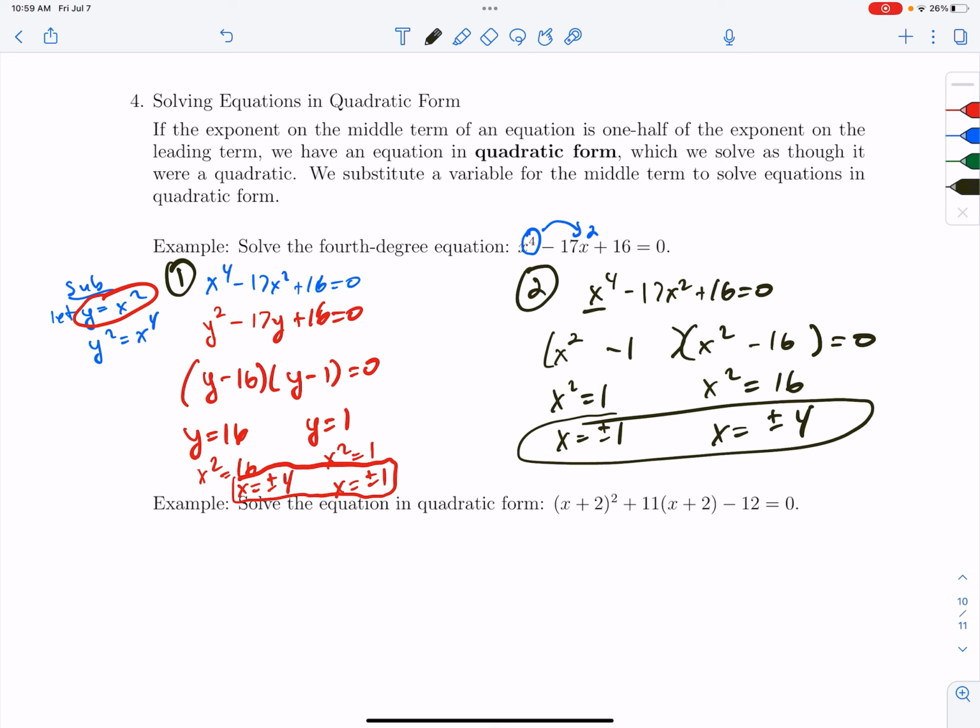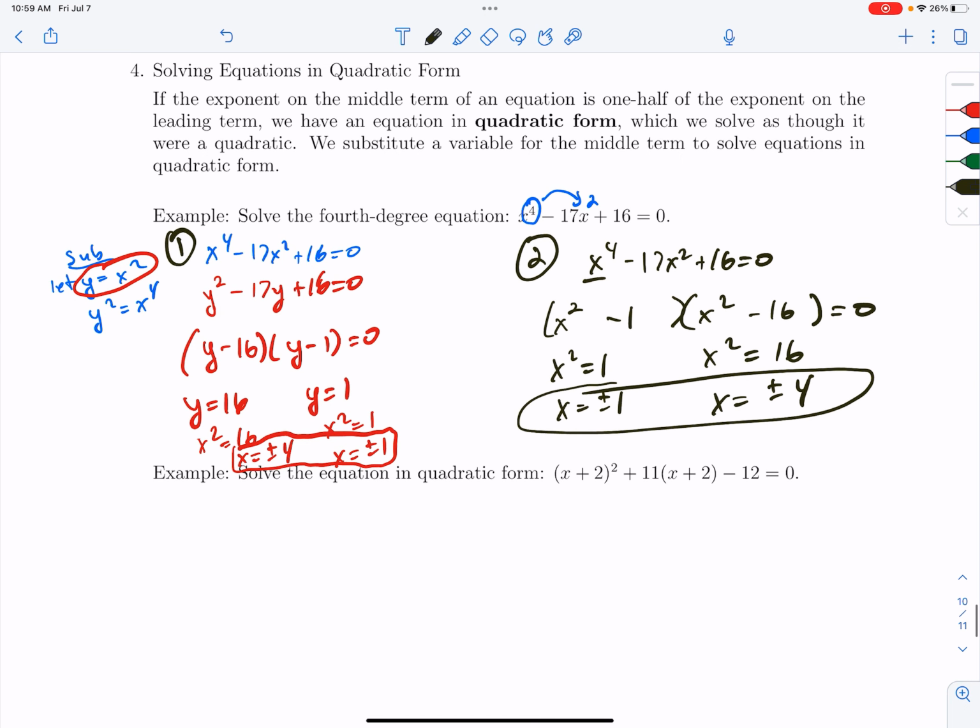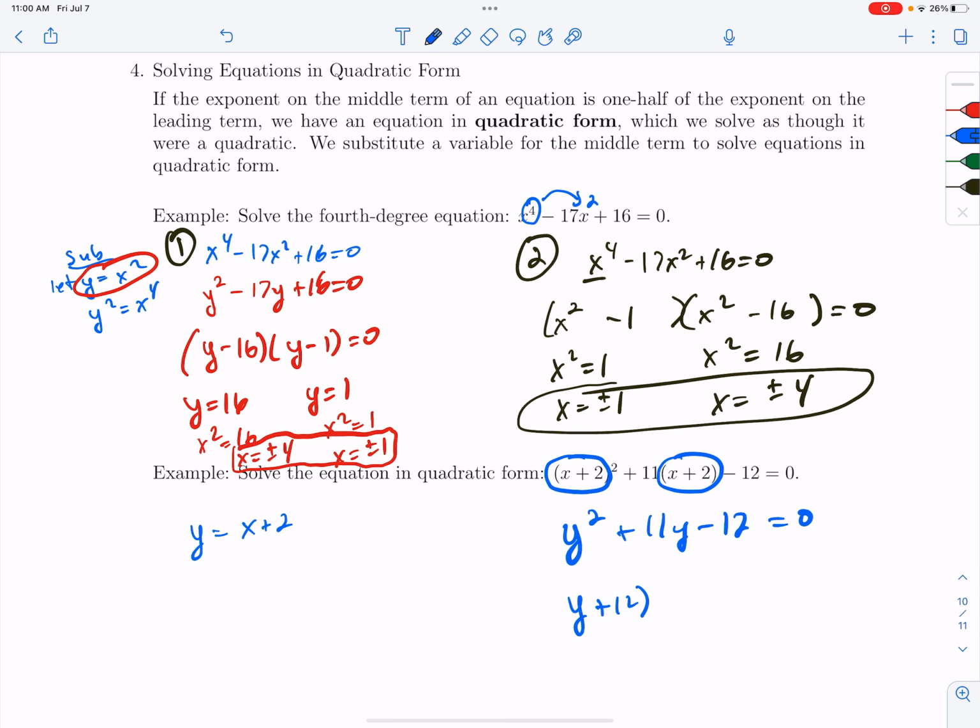Okay, and then another one that's quadratic in form is this one down here, x plus 2 squared plus 11 times x plus 2 minus 12. So we can see this thing, x plus 2, is getting squared, and then I have it right down here. So again, I'm going to make a substitution. I'm going to say y is equal to x plus 2. By doing that, I get y squared plus 11y minus 12. Now this one's quite easy to factor. This is just going to be y plus 12, y minus 1.